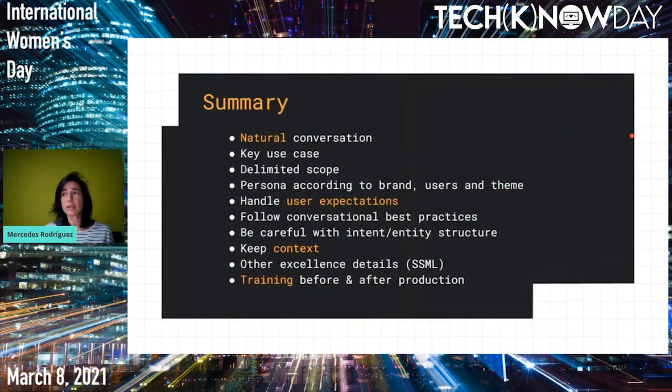So this could be the summary of what we have talked about: natural conversation, finding key use cases, delimit scope, creating a persona according to brand, users, and theme, handle user expectations, follow conversational best practices like the ideal and alternate paths and the plan B and all that we said about that. Be careful with intent and entity structure, keep context, take into account other excellent details like pronunciation with SSML, and training our agent before and after production.